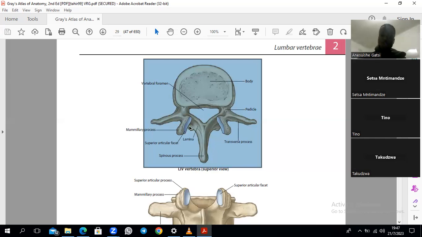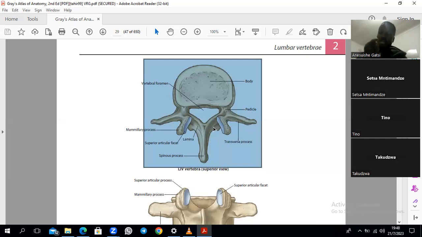Then I also have facets here. We have superior articular facets. So if this is L4, these superior articular facets articulate with L3 above. Then I'm going to have inferior articular facets that articulate with L5 below. Right? Remember the zygapophysial joints? So these facets have a direction as well. You can already see that these superior ones are facing medial. So they are projected backward and medial.